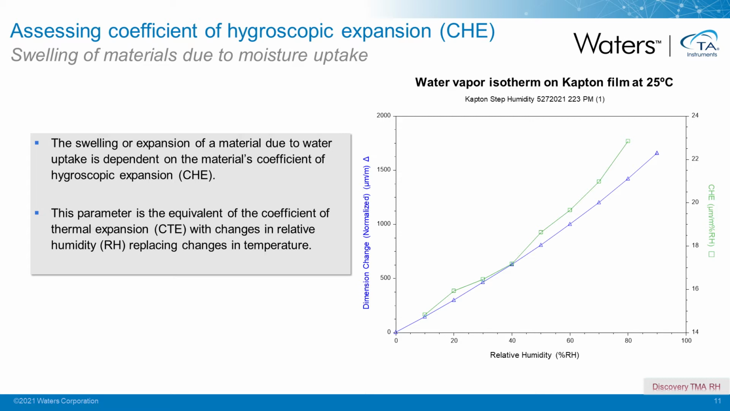Anybody familiar with running TMA on aluminum will know that's a calibration standard that we provide. The CTE of aluminum, its thermal expansion, is right around 20 or 22 micrometers per meter per degree C. So as far as expansion of this Kapton on its CHE, its dimension changes roughly the same as you step RH. So this type of information is of course very valuable to know if you're going to make some type of layered material, which is going to include Kapton in it. Just as you want to match CTEs, you will likely want to match CHEs too.